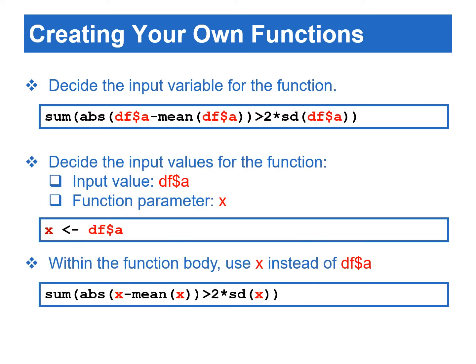Before we write a function, we need to decide what will be the input value for the function. In this example, the name of the variable occurs 3 times in the command for detecting extreme values. Therefore, we should use the name of the variable as the input value. If we are going to use x as the parameter for the function, we need to assign $a to x. Then use x in the command for detecting extreme values within the function body.